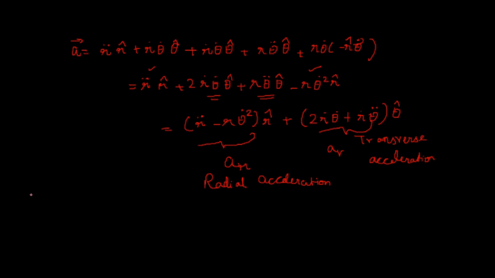Here also I have a small note for you guys. If your radial acceleration is 0, then your radial velocity may not be a constant. So remember the radial velocity and transverse velocity. Similarly, radial acceleration and transverse acceleration.